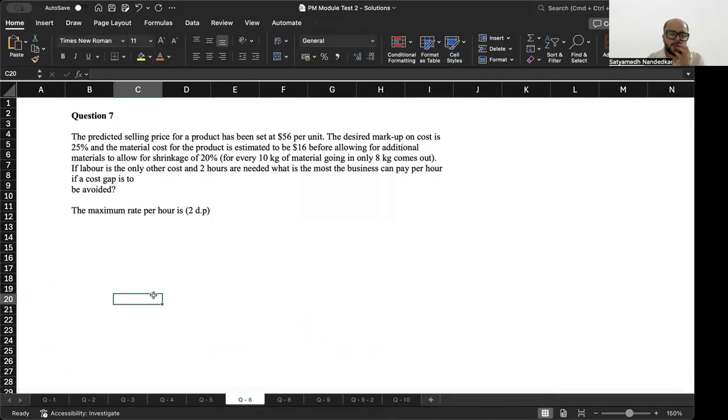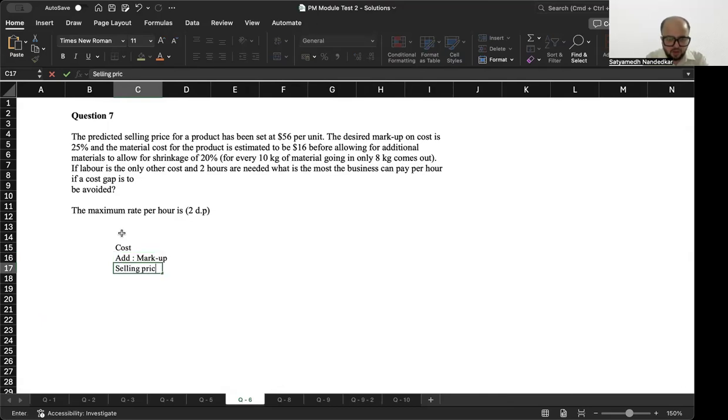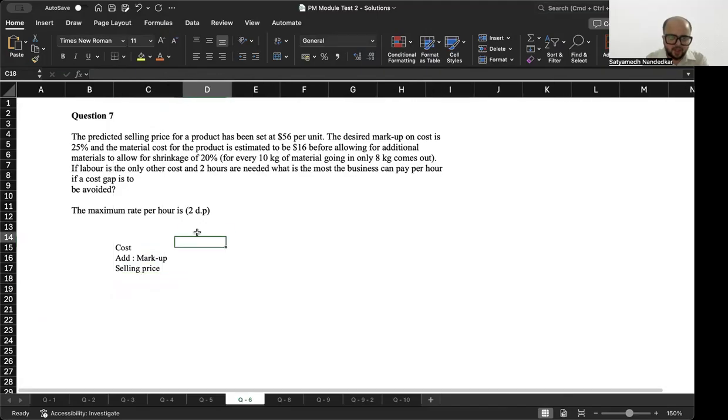Chalo. The predicted selling price for a product has been set at 56. The desired markup on cost is 25. What is markup? Markup is gross profit expressed as a percentage of cost. So if cost, you add your markup and you have your selling price. Let's take assumed values. Cost is 100. If cost is 100, then markup is 25 and selling price naturally would be 125.